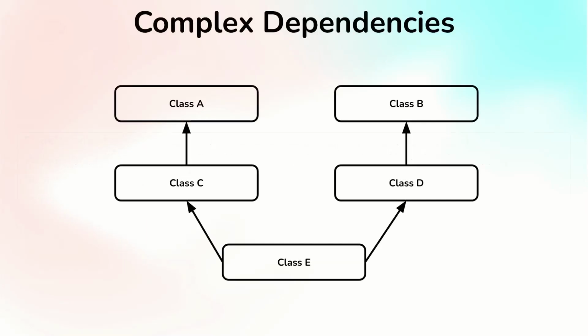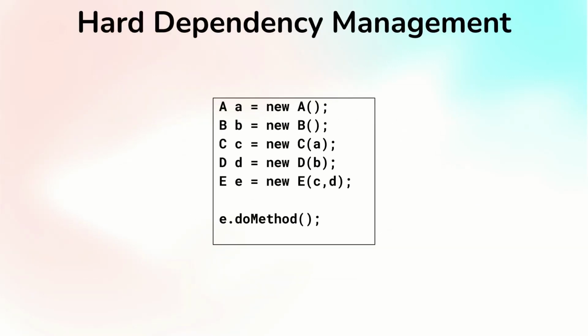We have 5 classes. A and B have no dependencies. Class C depends on A, D depends on B, and finally, E depends on C and D. So if you want to create an instance of class E, we need to prepare all the necessary dependencies. With this dependency graph, management is more difficult. All objects must be instantiated beforehand and in the right order to use object E.